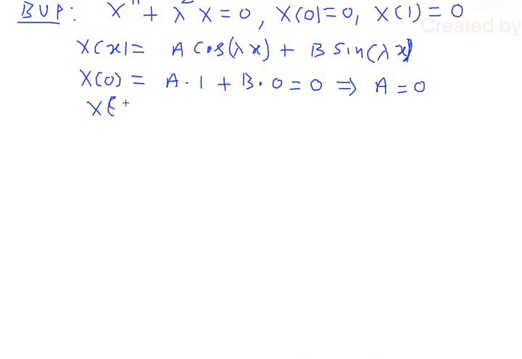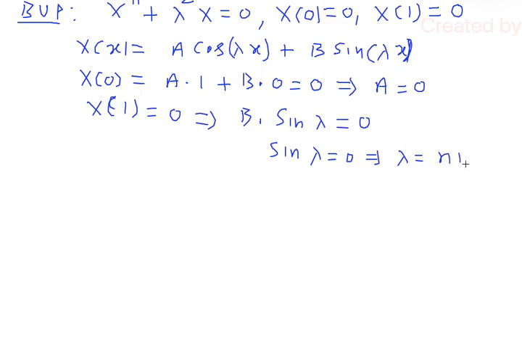Now by using the second condition X(1) equal to 0, since A is 0, the first part is gone. This gives B times sine lambda equal to 0. B cannot be 0, because if B were 0, the capital X would be 0 since A is already 0. So if B is not 0, then sine lambda must be 0. That means lambda is some n pi.